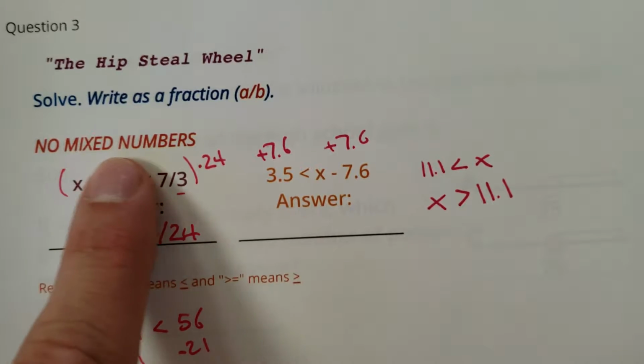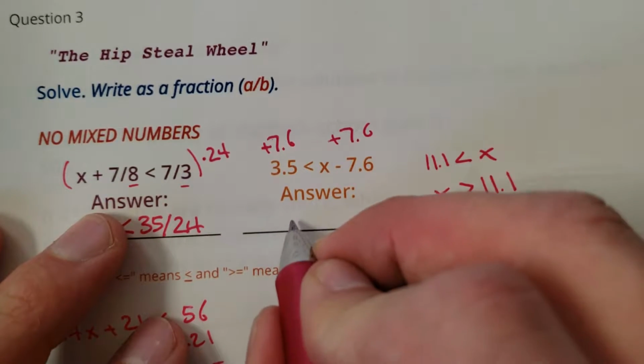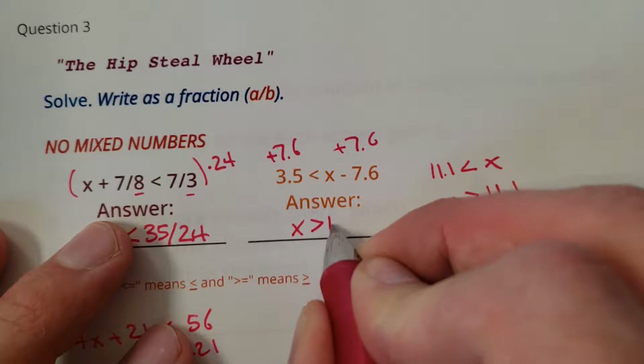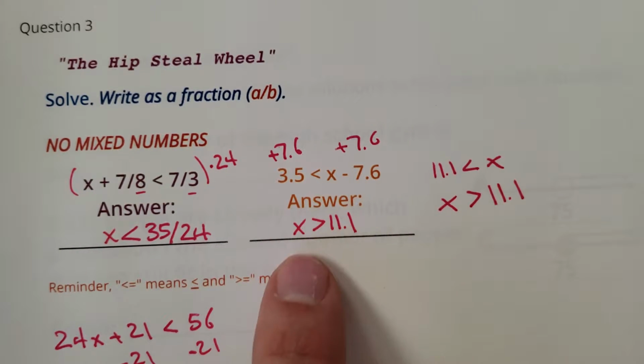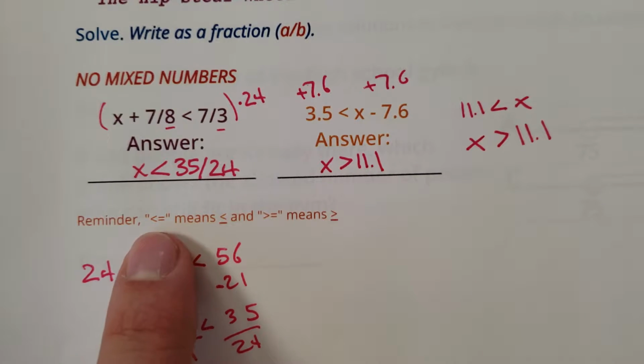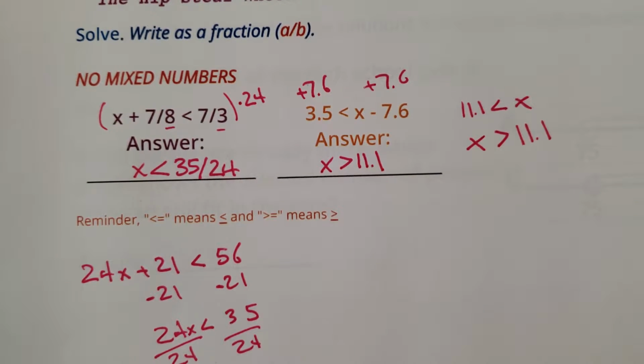It says no mixed numbers. Hey, decimals are okay, though. X is going to be greater than 11.1. We got pretty lucky. We got a less than, and then we ended up with a greater than. Remember, if it's one of the equal to's, make sure you include the equal sign.